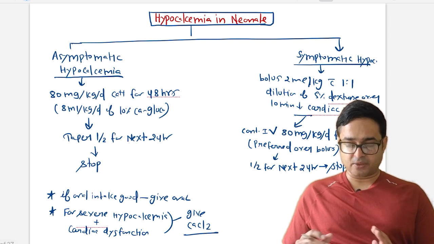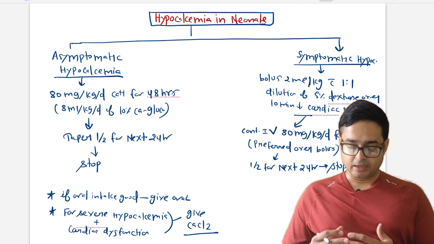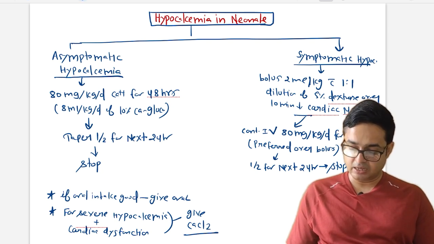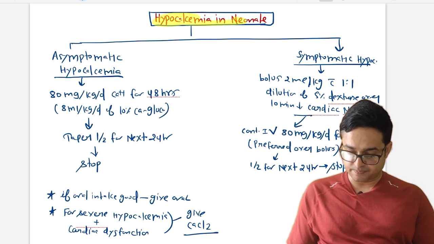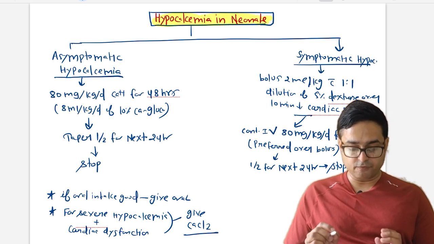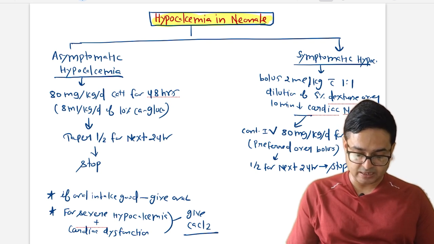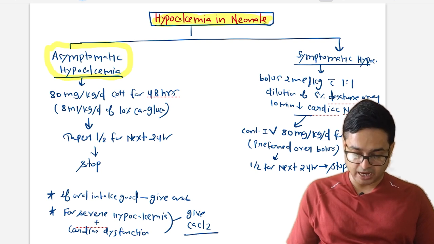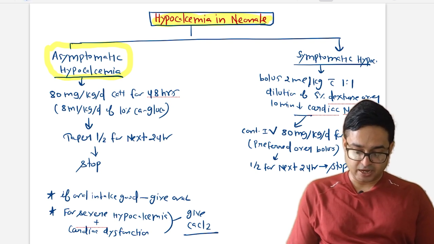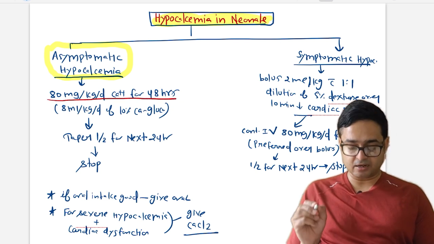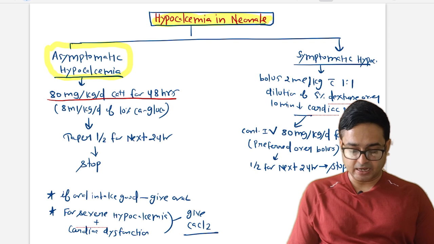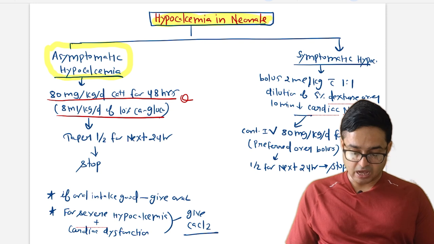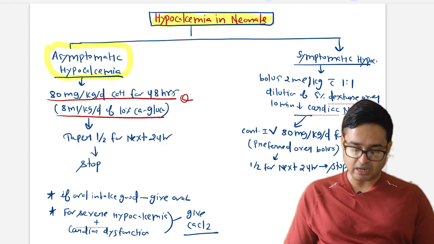From a practical management point of view, I have simplified hypocalcemia in neonates in a simple manner, as we did for hypoglycemia or hyponatremia. If you find your neonate is asymptomatic, that is asymptomatic hypocalcemia, in this condition you have to give 80 milligram per kg per day calcium for 48 hours. That will translate to 8 ml per kg per day of 10% calcium gluconate. After this, taper to half of this in the next 24 hours and then stop.